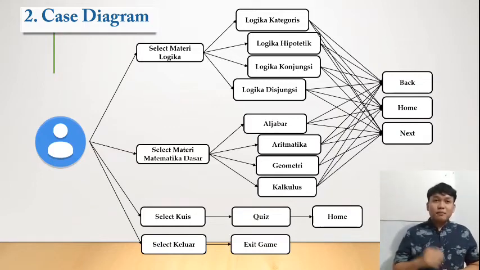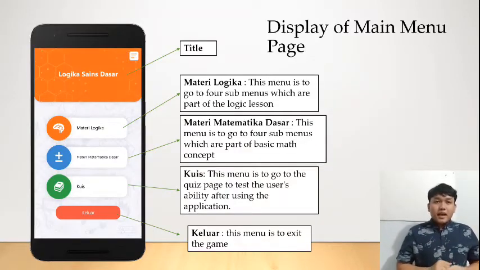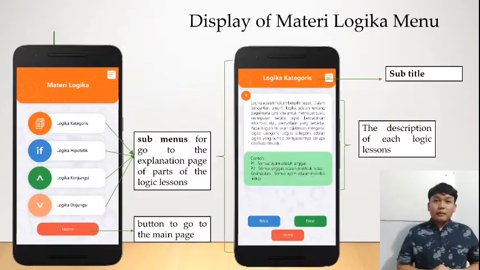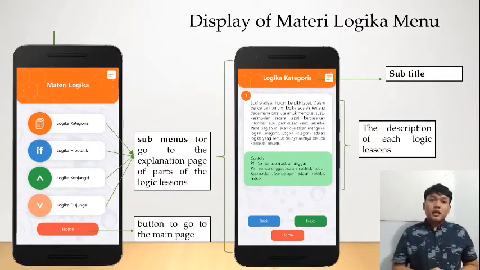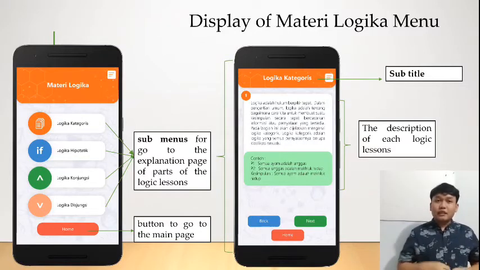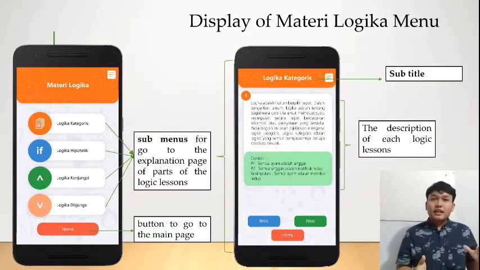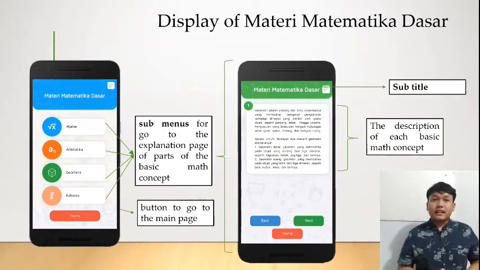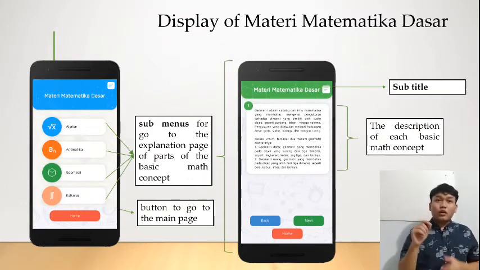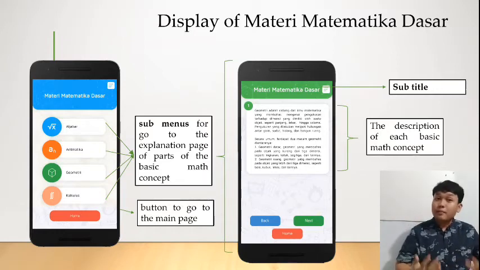And the next is the display of the main menu page. There are 3 menus here, including materi logika, materi matematika dasar, and quiz. And the next is the display of the materi logika menu. There are 4 menus here, including logika kategoris, logika hipotetik, logika konjungsi, and logika disjungsi. If we click one of these buttons, the description of the material will appear. And the next is the display of materi matematika dasar. There are 4 menus here, including algebra, arithmetic, geometry, and calculus. If we click one of these buttons, the description of the material will appear.